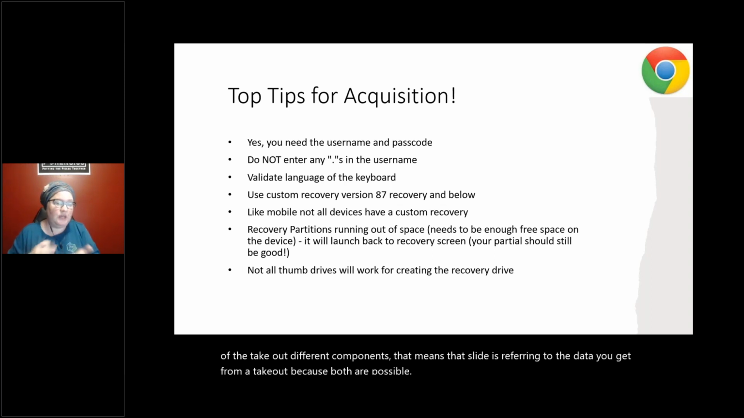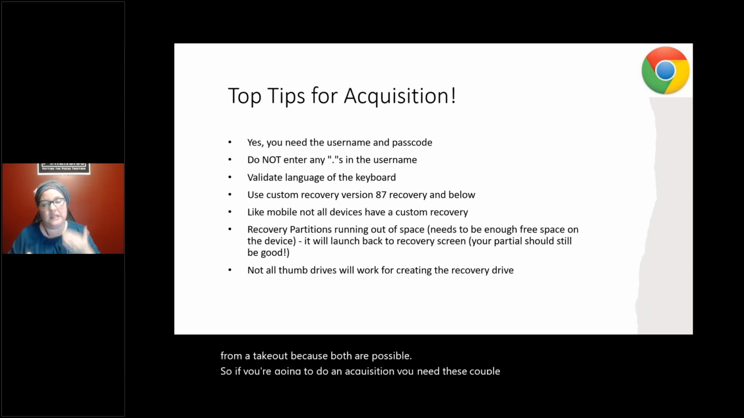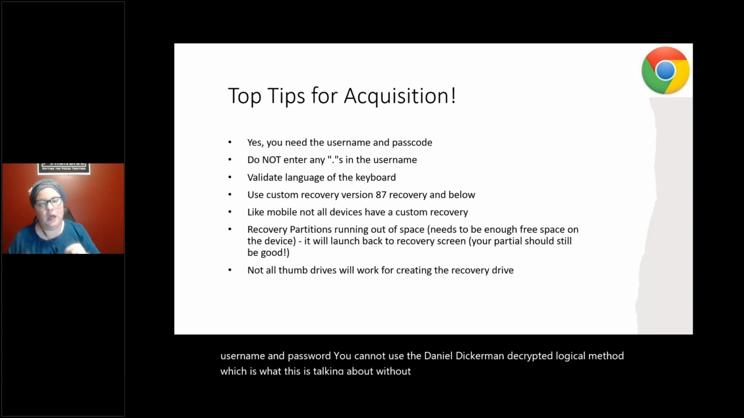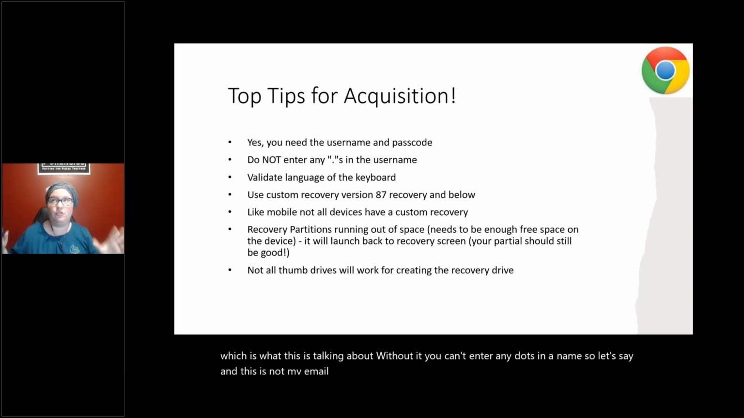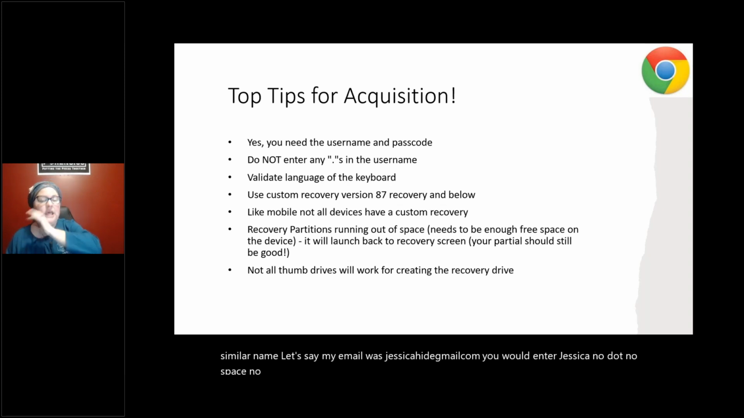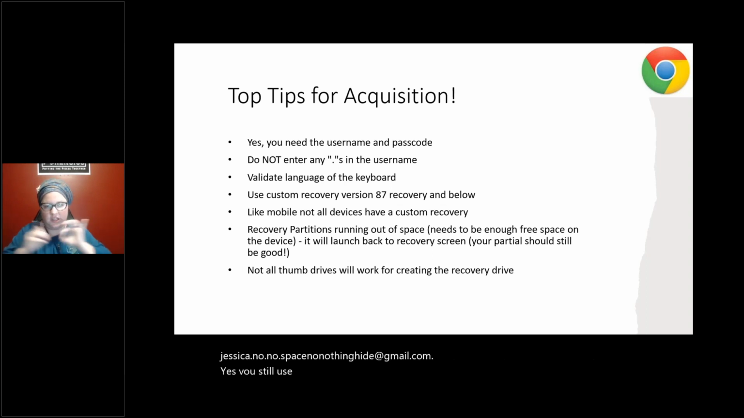So if you're going to do an acquisition, you need these couple of things. You need the username and password. You cannot use the Daniel Dickerman decrypted logical method, which is what this is talking about, without it. You can't enter any dots in a name. So let's say, and this is not my email, so please don't go try it. It's somebody else who probably has my similar name. Let's say my email was jessica.hyde@gmail.com. You would enter Jessica, no dot, no space, no nothing, hyde@gmail.com. Yes, you still use the dot and the .com, just not in the username.